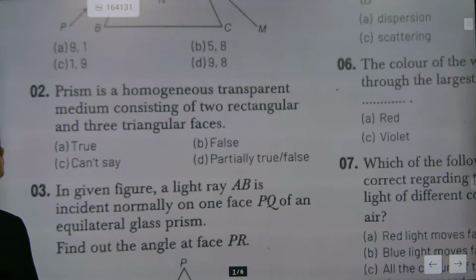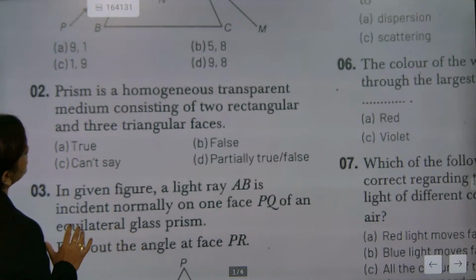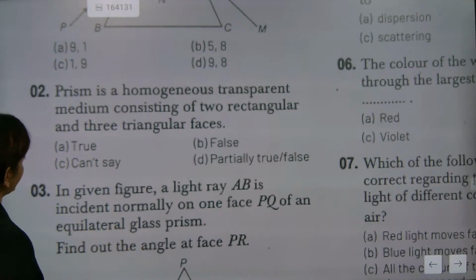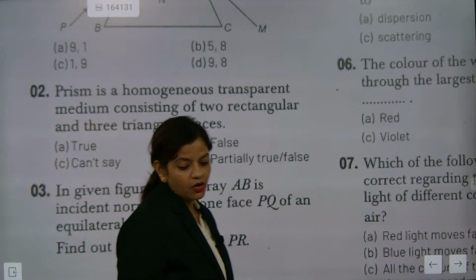Question number 2. Prism is a homogeneous transparent medium consisting of two rectangles and three triangle faces. Is it a true statement or a wrong statement?